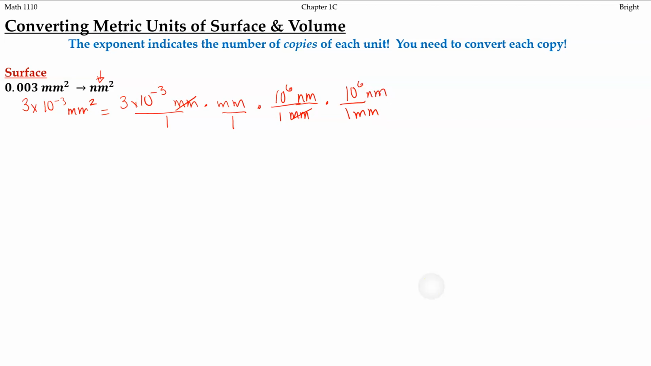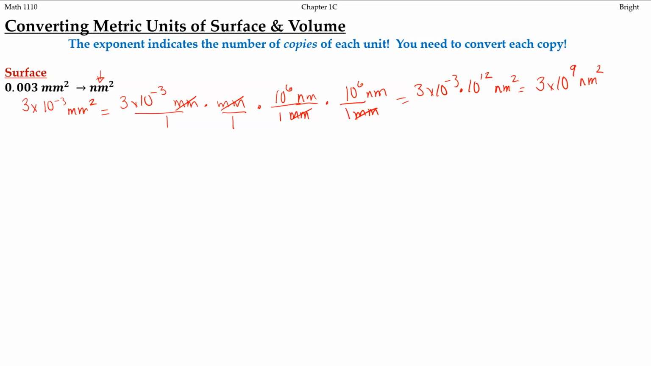Then cancel the millimeters and that millimeters. So I'm left with 3 times 10 to the minus 3 as I multiply across, times 10 to the 12th, adding the powers of 10, nanometers squared. My final answer is 3 times 10 to the 9th nanometers squared.